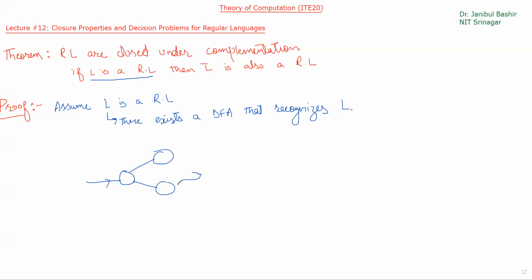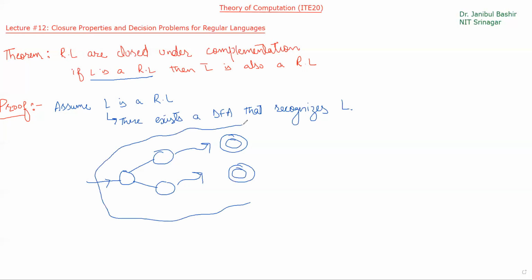So let's say there are multiple states and there is some final state, or let's say there are more than one final states. Okay. So let's say this is our DFA. Let's name this M. And the language of this DFA is L. This L is a regular language.